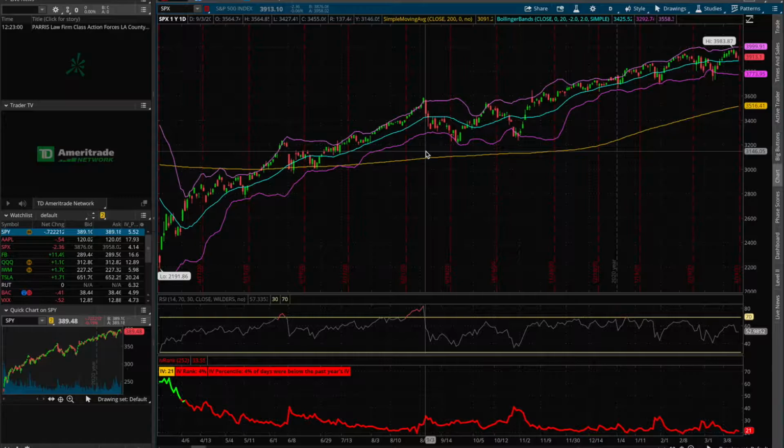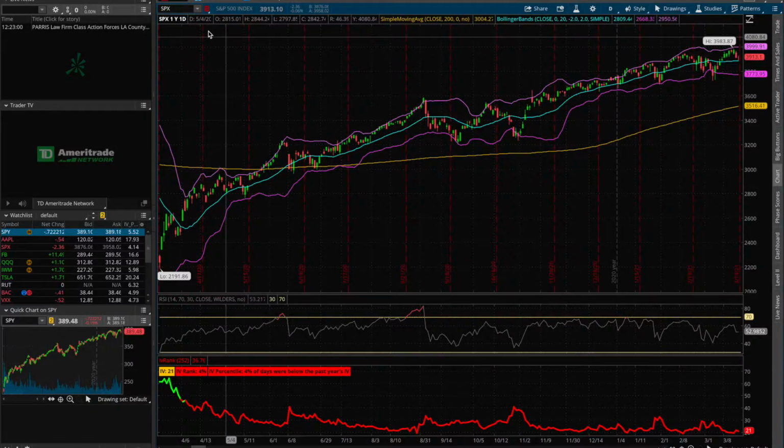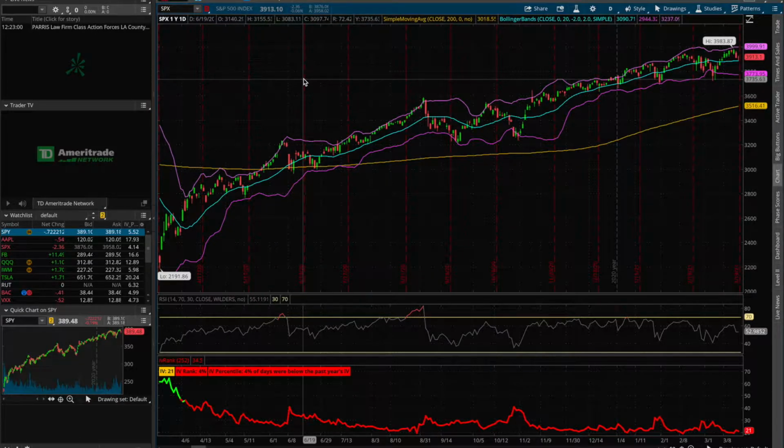Okay, welcome to my ThinkOrSwim trading platform here, and what you're looking at is a 1-year price action chart of SPX, which is just the S&P 500 index. And so as I said in this video, I'll be showing you a technique that you can use that will hedge your portfolio against very large market corrections or crashes, especially crashes.